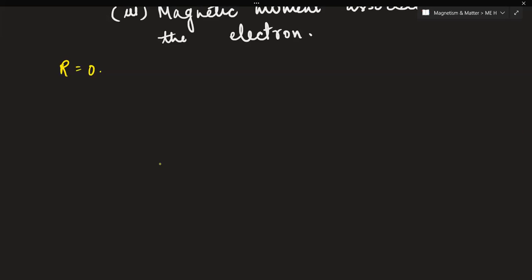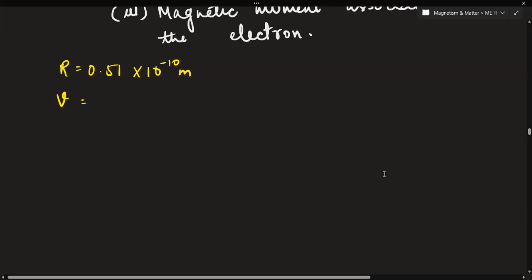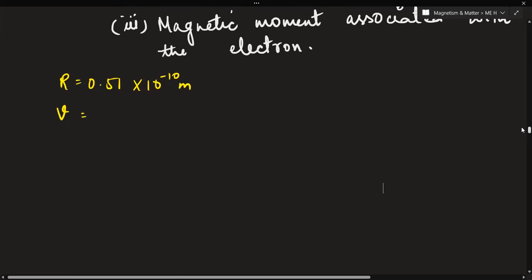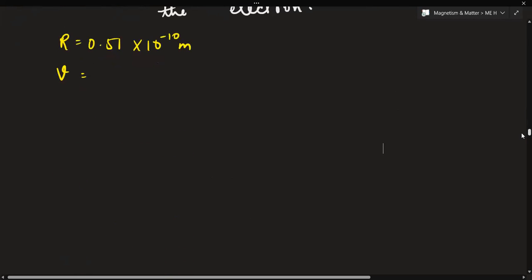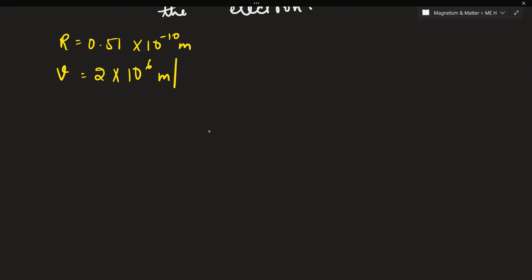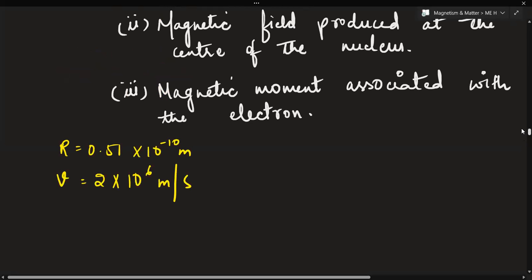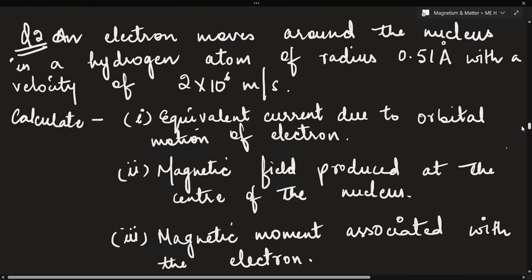So radius is what? This is 0.51 into 10 to the power minus 10 meters. And I think velocity is also mentioned. What's the magnitude of velocity that is mentioned? This is 2 into 10 to the power 6 meter per second. This much information has been given. So an electron revolves around the nucleus in a hydrogen atom of radius 0.51 angstrom with a velocity of 2 into 10 to the power 6 meter per second. You have to find the equivalent current due to orbital motion of electron.